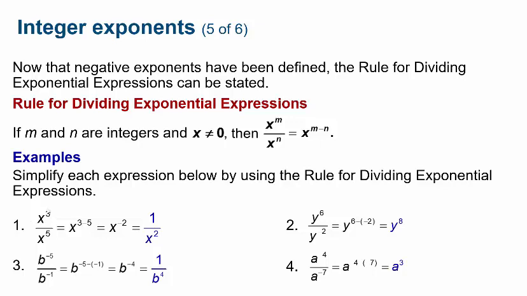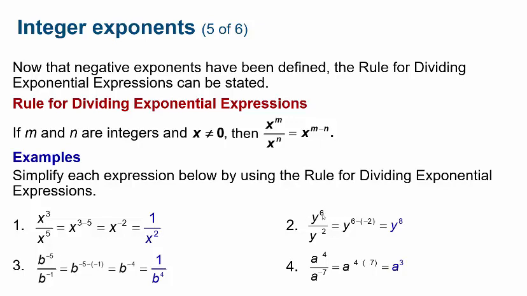X to the third divided by x to the fifth, we'll subtract the top exponent minus the bottom. So this just becomes x to the 3 minus 5. Well, 3 minus 5 is negative 2. Well, negative exponent, make it positive, bring it down. So this is equal to 1 divided by x squared.